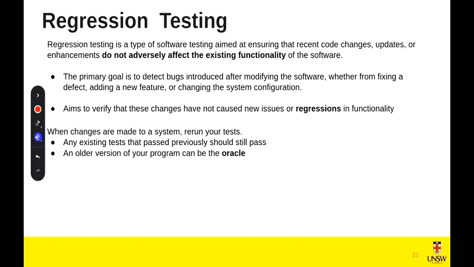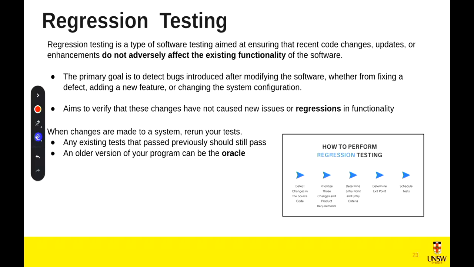And normally this is what we do with regression testing. Whenever changes are made to a system, we just rerun our existing tests. Any existing test that has passed should still pass. And obviously we can use the older version of the program as the oracle here. And this is a typical workflow of doing regression testing.